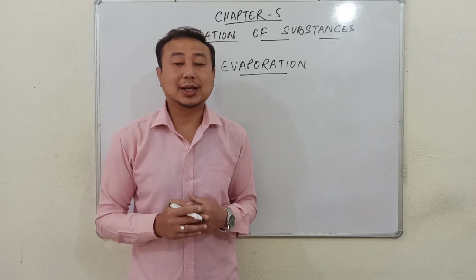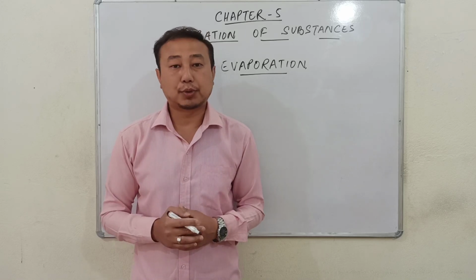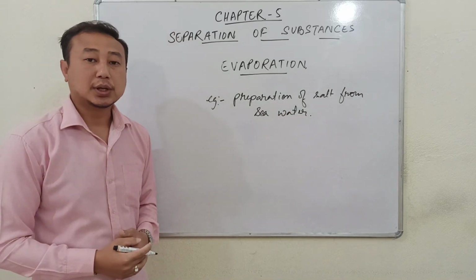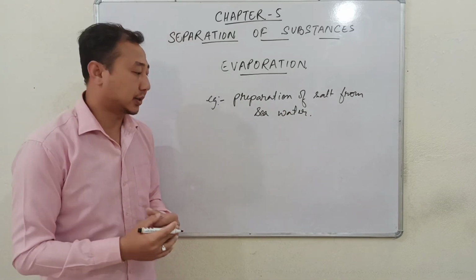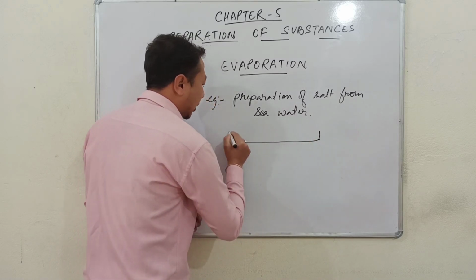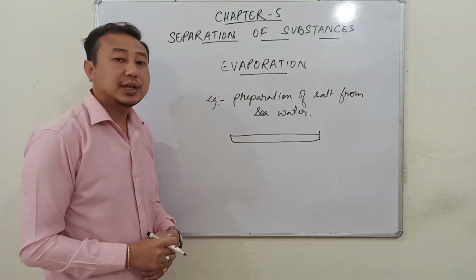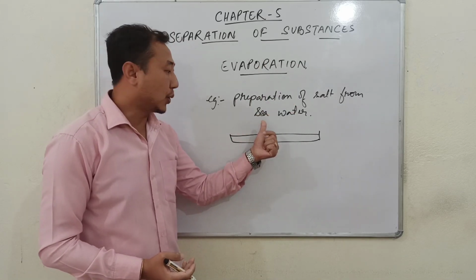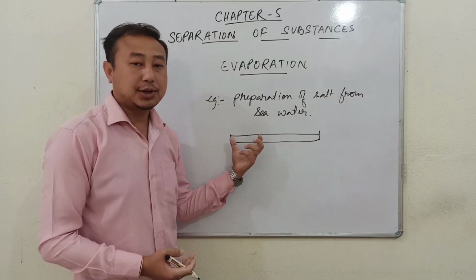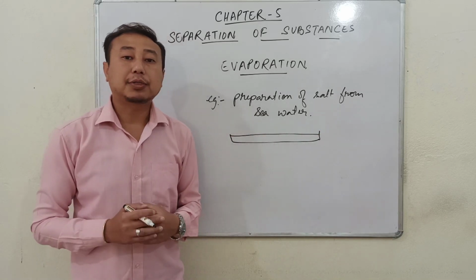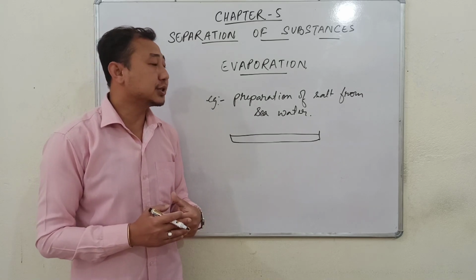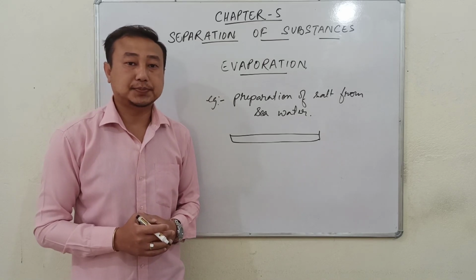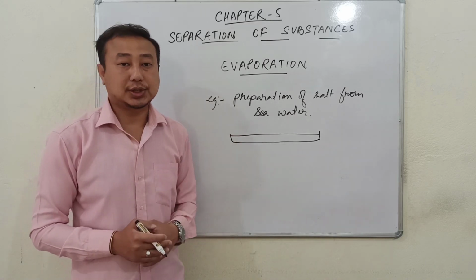The process of evaporation is utilized in order to separate different components of a mixture. Say, for example, preparation of salt from seawater. In order to obtain the salt from seawater, the seawater is collected in a shallow pit. After that, it is allowed to be exposed to the sunlight. The heat of the sun vaporizes or evaporates the water present in this area, leaving behind the solid particles of the salt. So in this way, the evaporation technique is utilized to separate different components of certain mixtures.